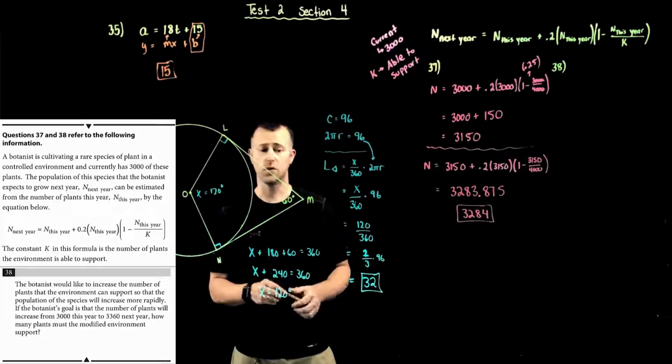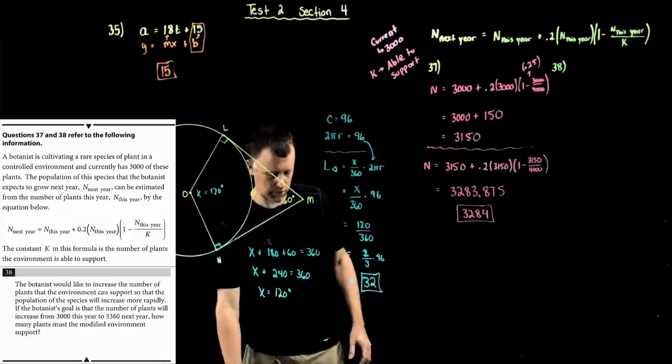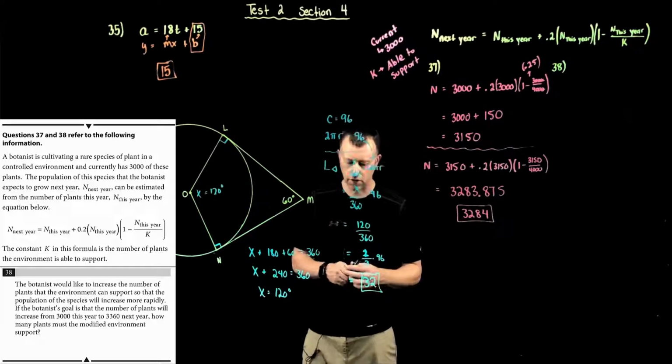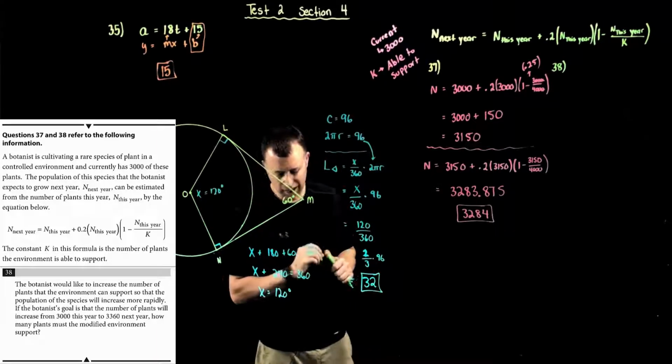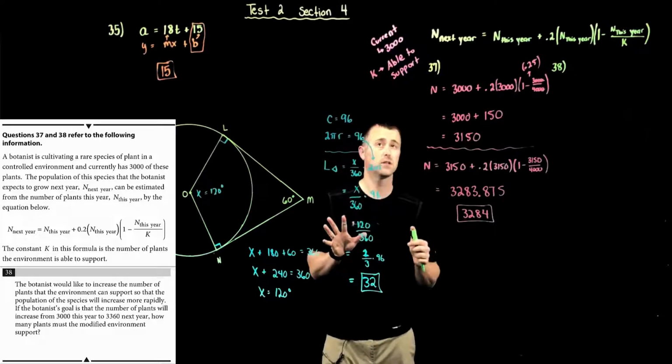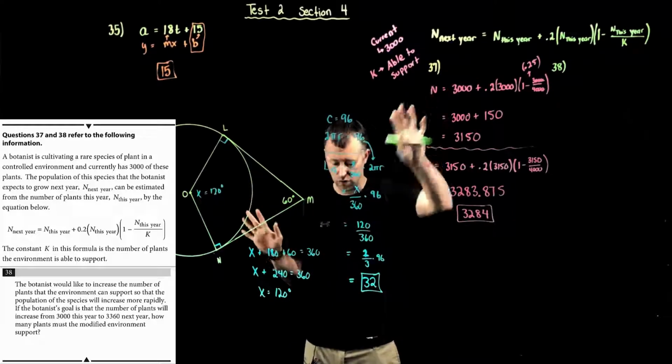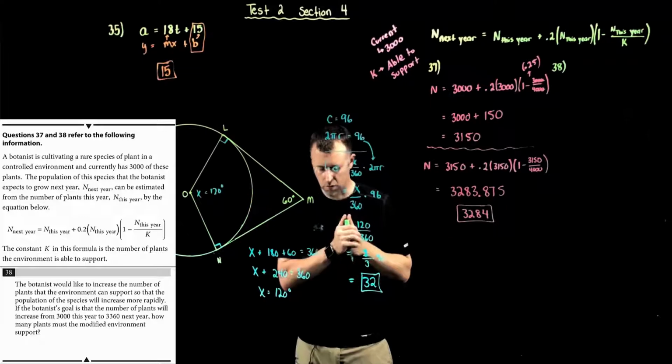And let's see, I haven't used green. Here we go. 38, we have the botanist would like to increase the number of plants that the environment can support. So they want to increase K. So they want to increase that so that the population of the species will increase more rapidly.